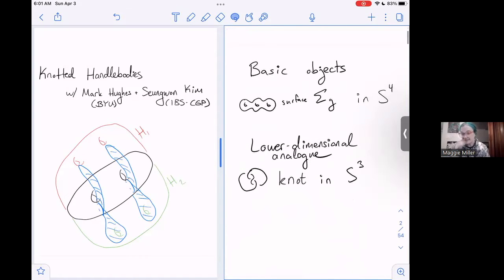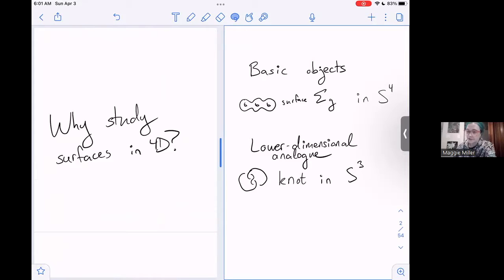The basic objects in this talk are going to be surfaces in the four sphere. I am a four-dimensional topologist, and I often study surfaces in four manifolds. So today it's just the four sphere, which we could think of as a higher dimensional analog of knots in S3. So just codimension 2 knotting, but in dimension 4.